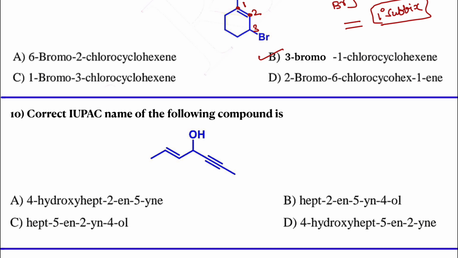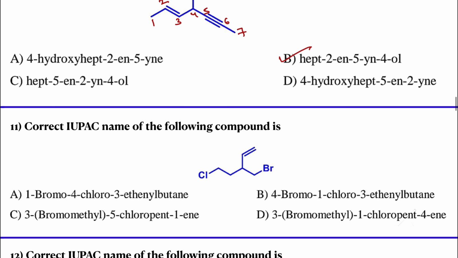Therefore, we have to consider that double bond gets more priority when compared to triple bond. Based on that, this is first carbon, second carbon, third, fourth, fifth, sixth and seventh. So the root word is hept. So hept-5-en-2-yn-4-ol. So the correct answer will be B. You can see how simple the questions are.